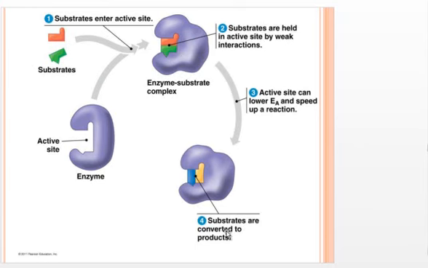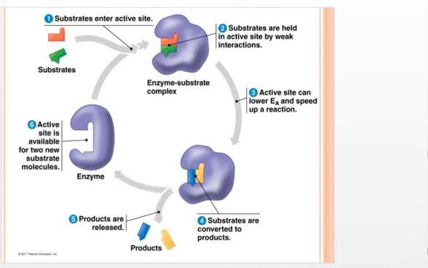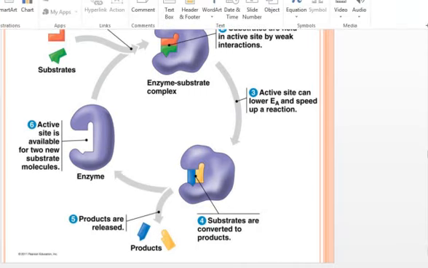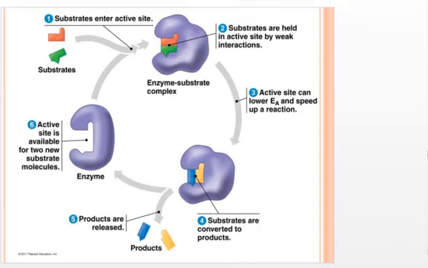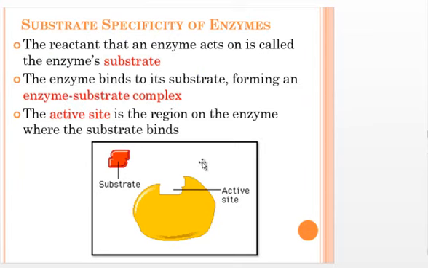The substrates at the active site are converted into the products, and then those products are released. A really good example of this would be lactose and lactase. So let's take a quick look at this. I don't have a picture, but let's go back to this picture here.